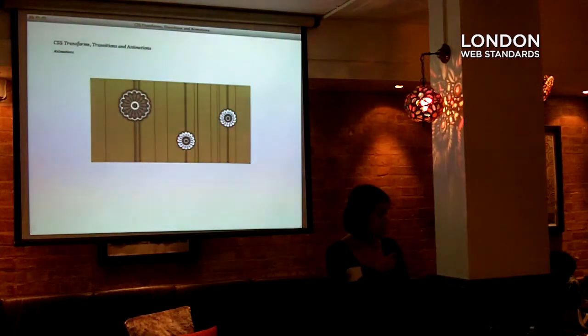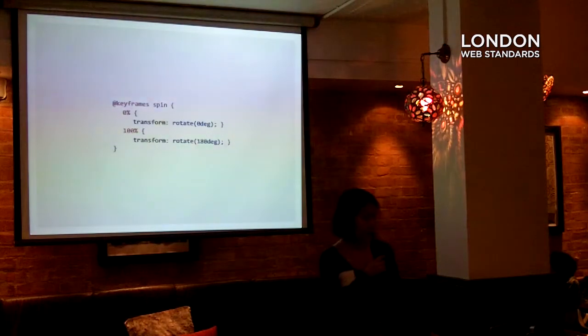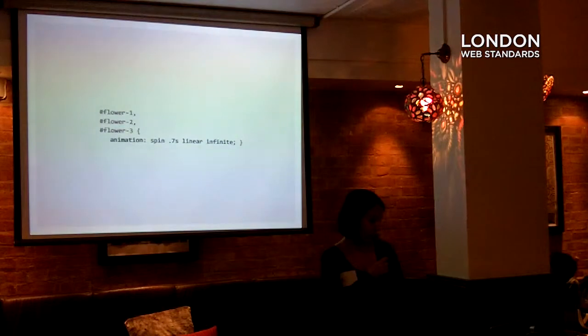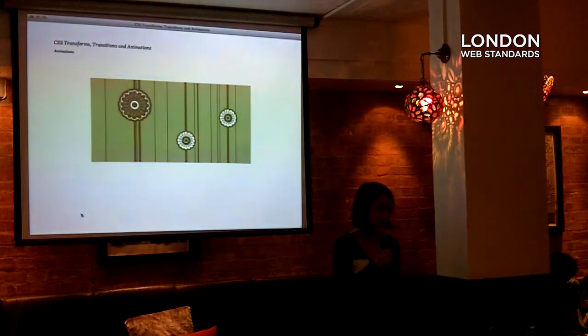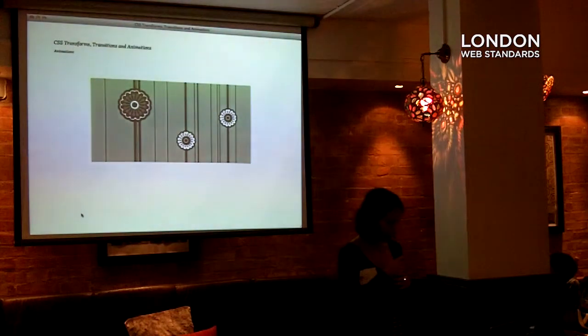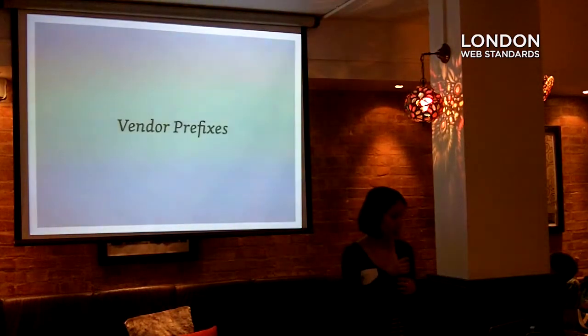If we want to make these flowers spin, we just need to create a separate keyframe animation to rotate them and apply it to all of them. So to make these work, the CSS needs to be a little bit longer than I've been showing you. Because these are not standardized yet, we need to use vendor prefixes. Depending on which browsers support a property, we will need to add more or fewer vendor properties.